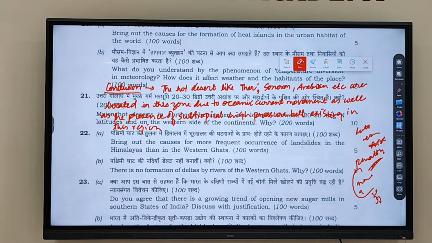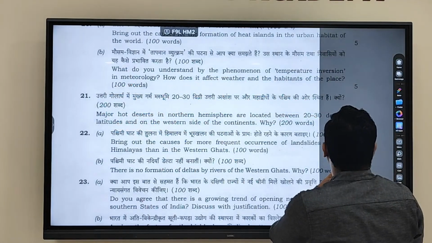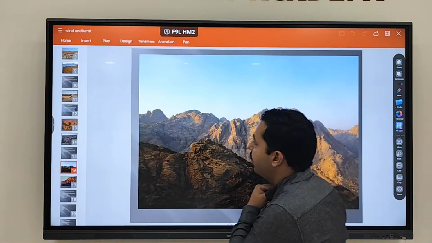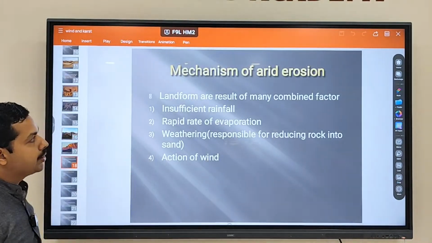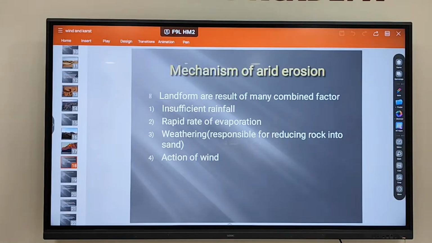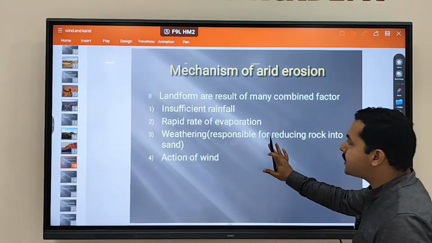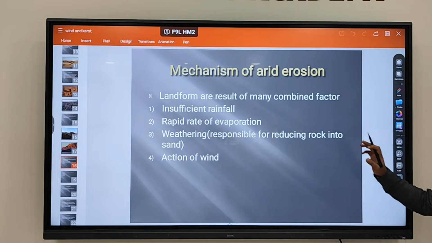Any doubt regarding this one? So now we are coming to arid erosion, how the wind erodes, because we were talking about agents of erosion, and we discussed where the wind is more dominant. Wind is more dominant in a desert region. That's why we discussed types of deserts also, where the winds are more dominating. Clear?